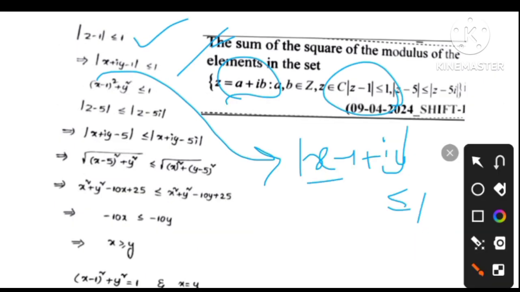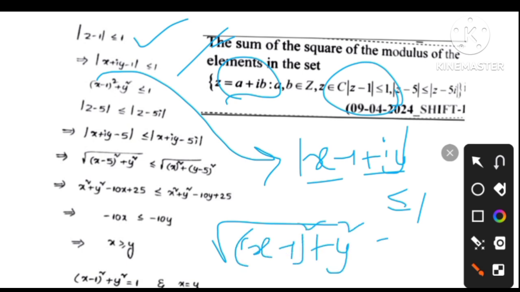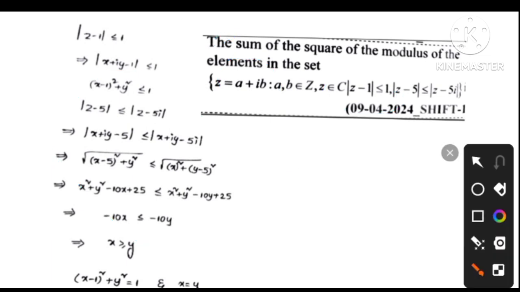Okay, real part plus imaginary part. Find the modulus value, that is square root of real part whole square, means x minus 1 whole square, plus imaginary part whole square, means y square, is less than or equal to 1. Okay, now squaring on both sides, then what you get? x minus 1 whole square plus y square is less than or equal to 1. Okay, understand all of you? First take the first condition and replace z equals x plus iy, find the modulus value. This is the first condition.